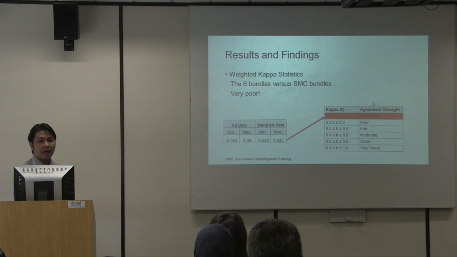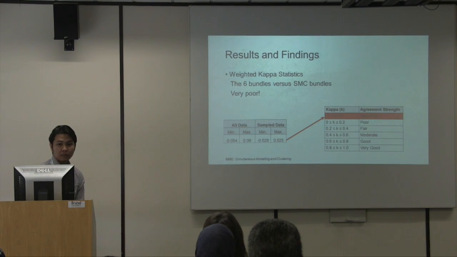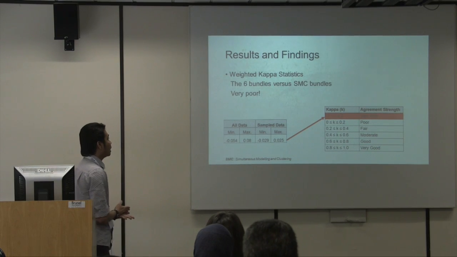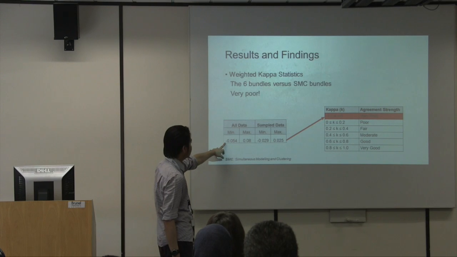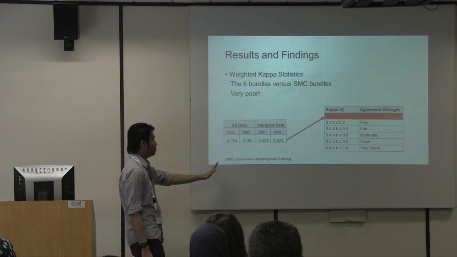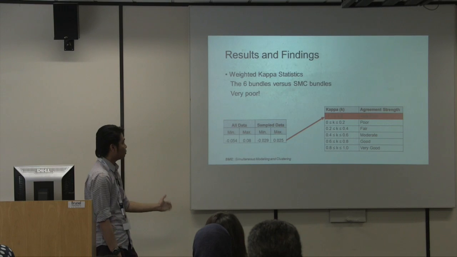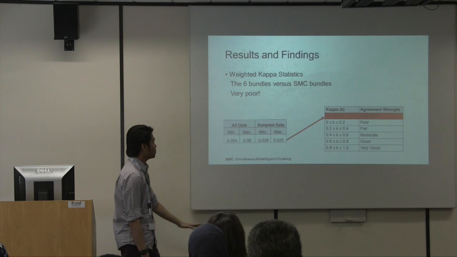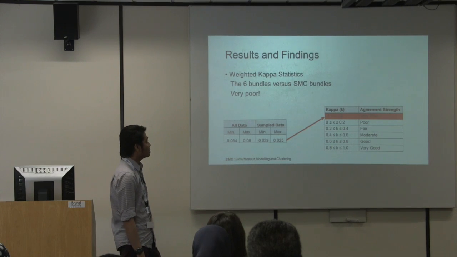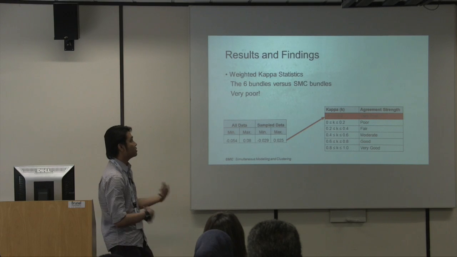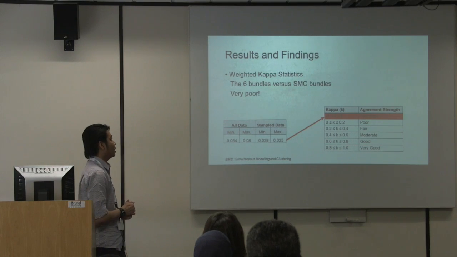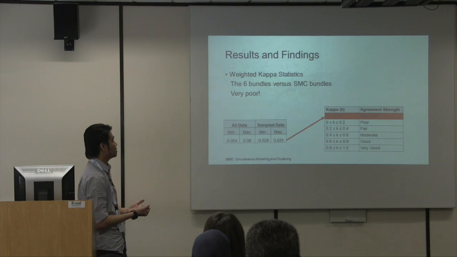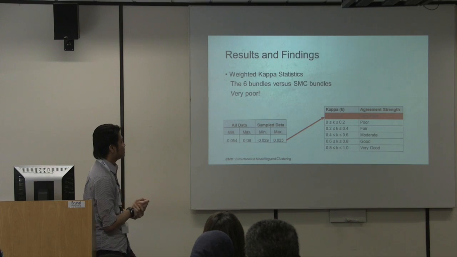Okay. And about the weighted kappa statistic, the six bundles versus SMC bundles is very, very poor. The minimum I get is negative 0.054. The maximum I get for the all data is very, very poor, 0.08, both for all data and sample data. And I could conclude that there's no correlation between the six bundles and the bundles that I got from the SMC method.